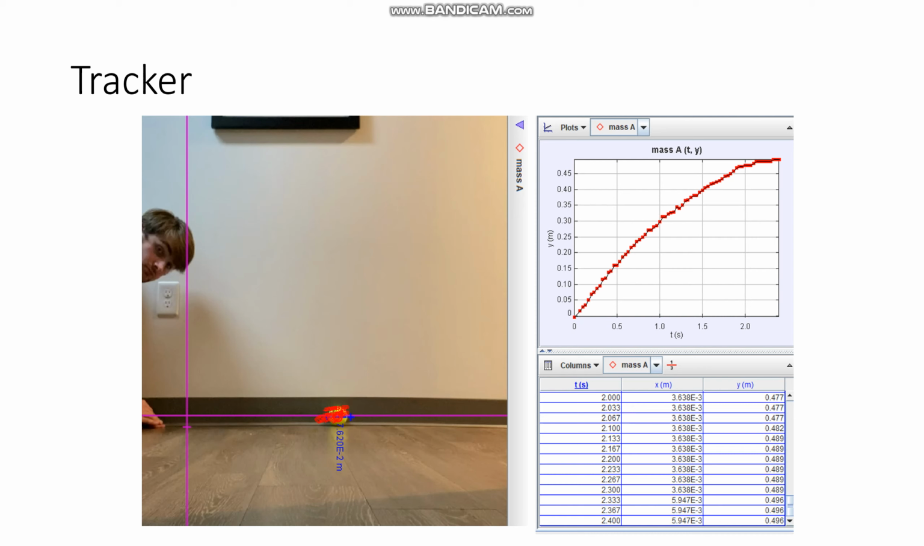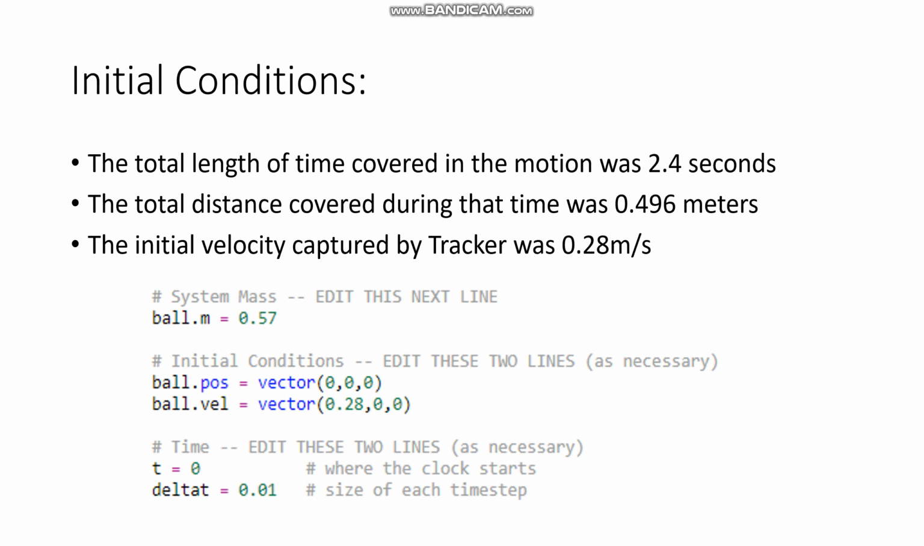So once you upload everything into Tracker, you're going to be going keyframe by keyframe and plotting it, as you can see I was doing on the left side of the screen. Then you can look at the individual plots, and for mine, I had to do a position plot. That is the overall shape of the graph that I generated, as well as some of the measurements. The total length of time covered in the motion was about 2.4 seconds, and the total distance covered during that was 0.496 meters. Then I used the velocity capture function in Tracker, and I got 0.28 meters per second.